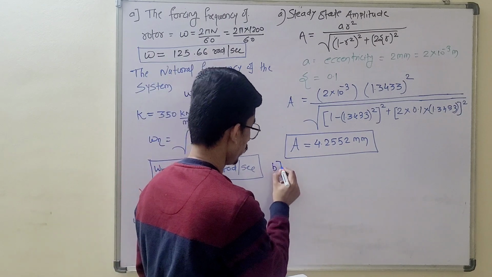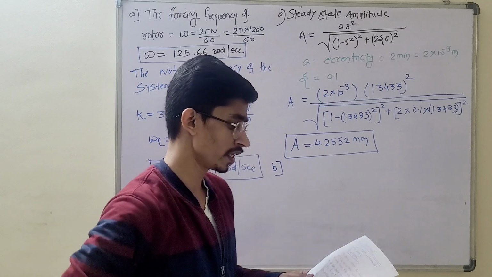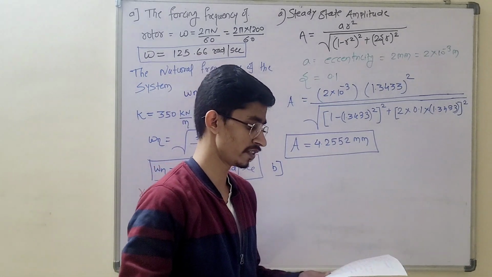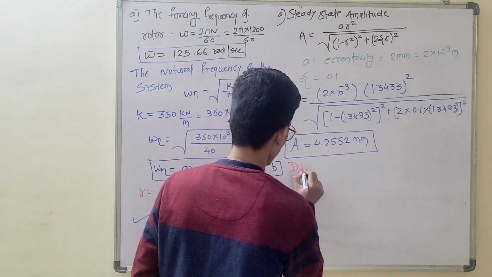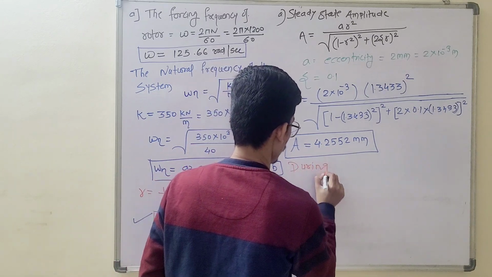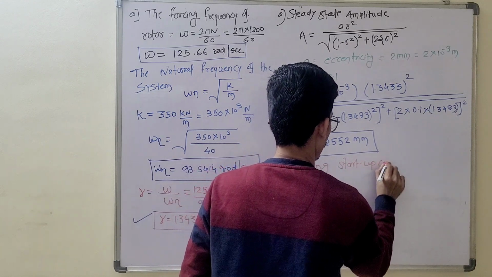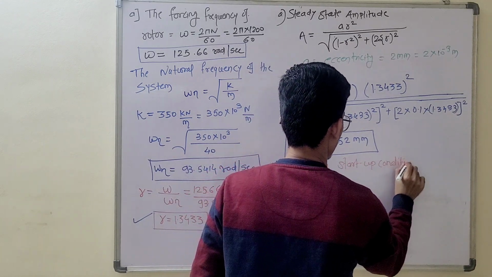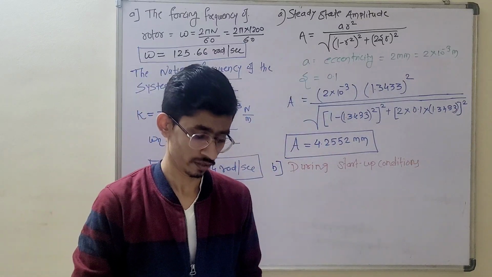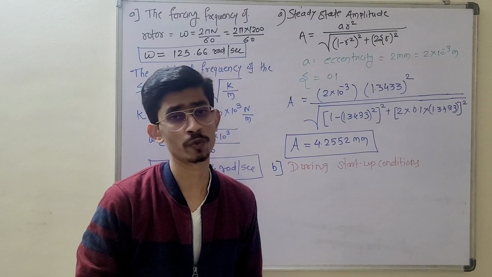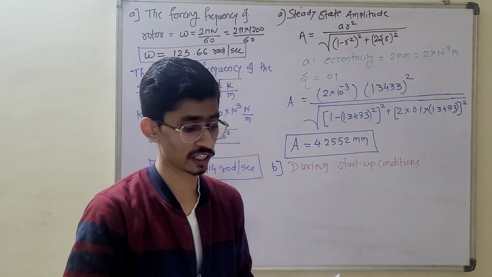Again, the next question is part B. That is very important, part B. What is part B? They are asking, during the startup conditions, the frequency speed during startup condition. What will be the amplitude during startup conditions? The maximum whirling amplitude during startup condition of the system.